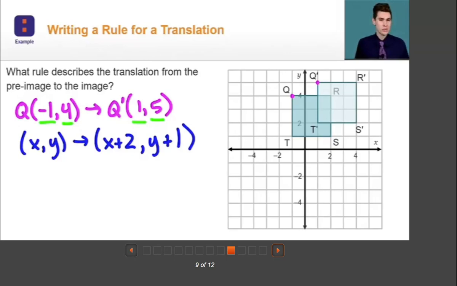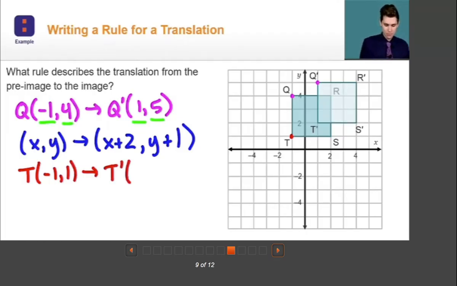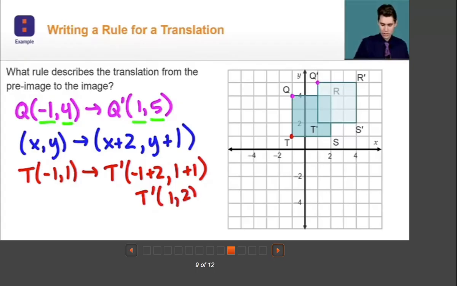But let me go ahead and check this rule by using another vertex. So let me begin with T. T is located at (-1, 1). Now to translate to T prime, I'm going to use the mapping rule. So I started with -1, and I need to add 2 for my x value. And I started at 1, and I need to add 1 for the y value. If I go ahead and simplify this, T prime should be at (1, 2). And indeed, that's exactly where T prime is. So I can tell that my mapping rule is correct.